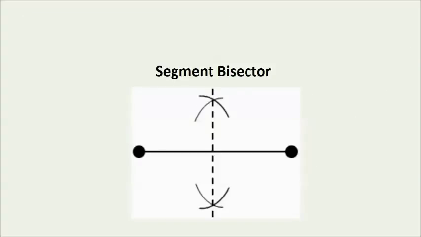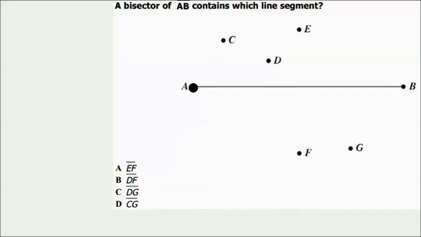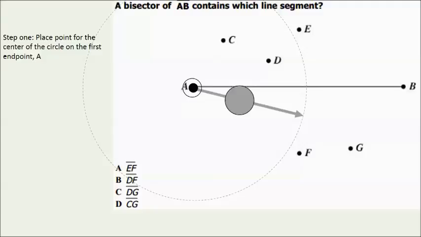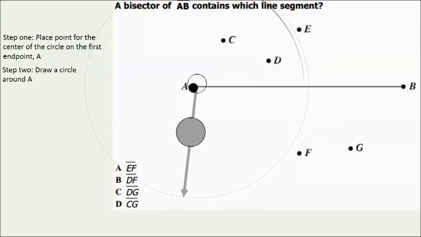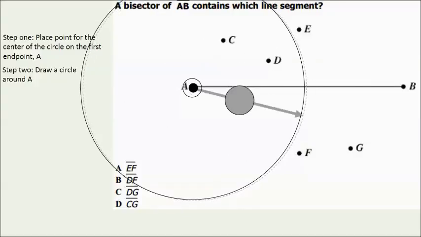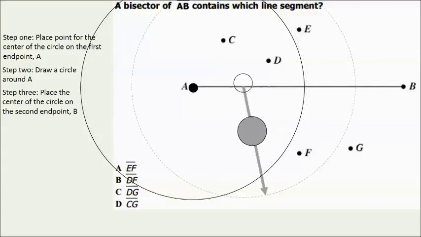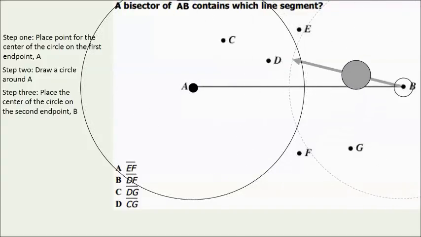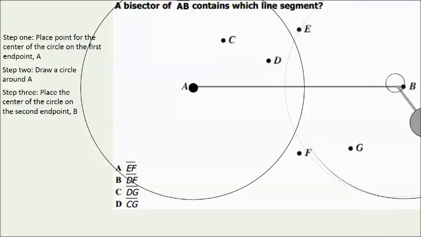Let's create a segment bisector. All right, the bisector of AB contains which line segment? So step 1, place the point for the center of the circle on the first endpoint, A. Okay. And step 2, draw a circle around A. So drawing our circle. Step 3, place the center of the circle on the second endpoint, B. So we're going to go all the way to the other side and draw our circle.